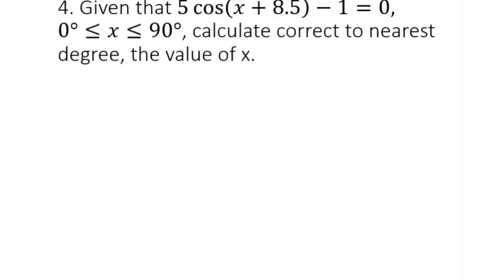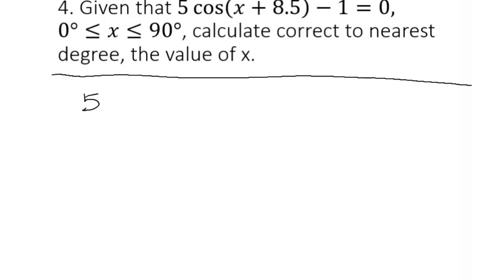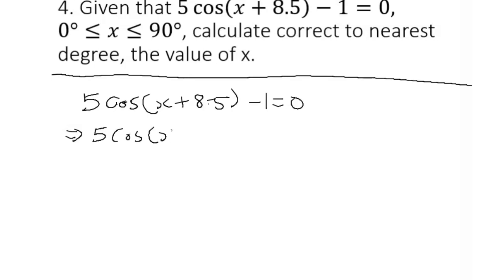Given that 5 cos of x plus 8.5 minus 1 is equal to 0, calculate, correct to the nearest degree, the value of x. Let's see how you solve this one. 5 cos of x plus 8.5 minus 1 equal to 0. To find x here, you first take 1 to the right hand side. This implies that 5 cos of x plus 8.5 is equal to 1.